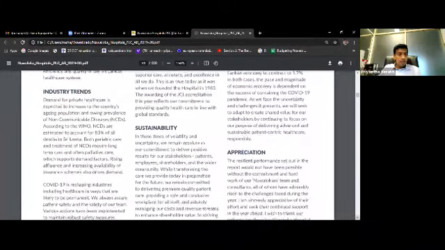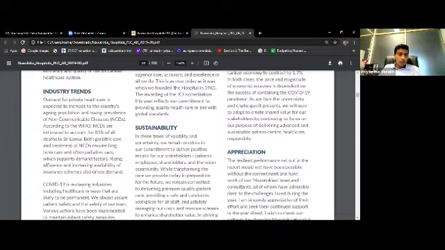right? Then he is talking about industry trends. So what kind of trends are there in the industry? The main reason for them to expect an increase in demand for private health is the aging population of the country, right? So the aging population is increasing, therefore they say there is potential.